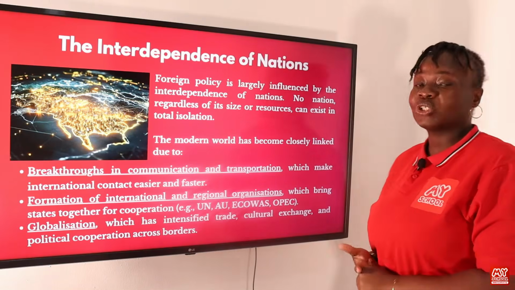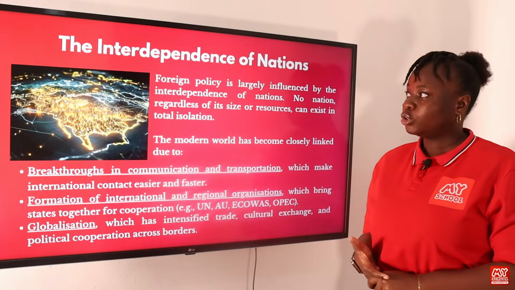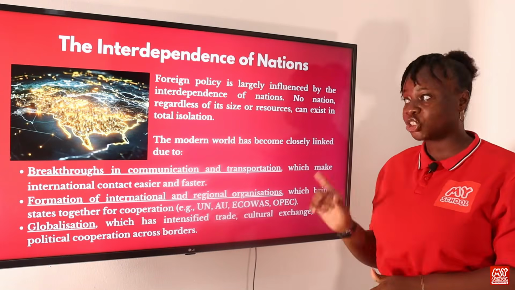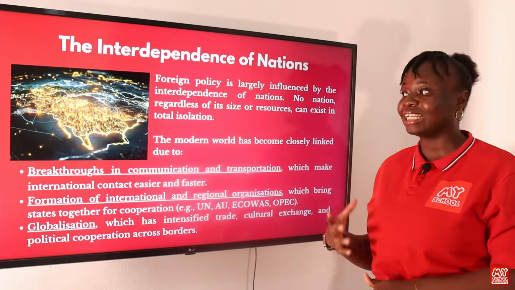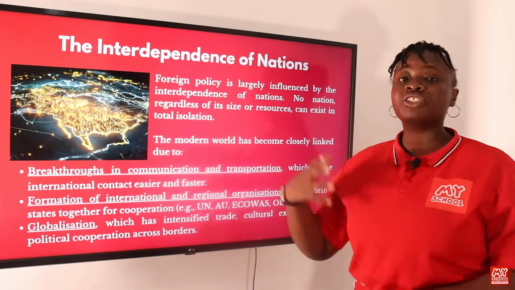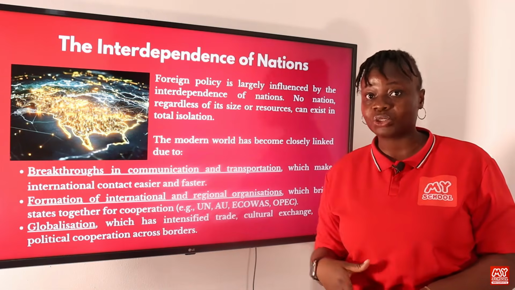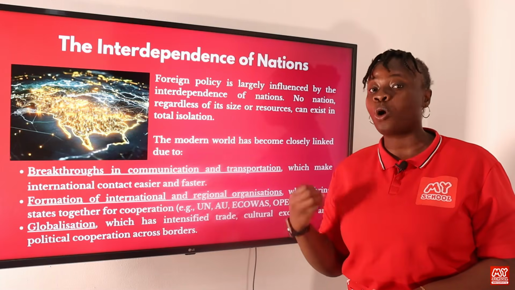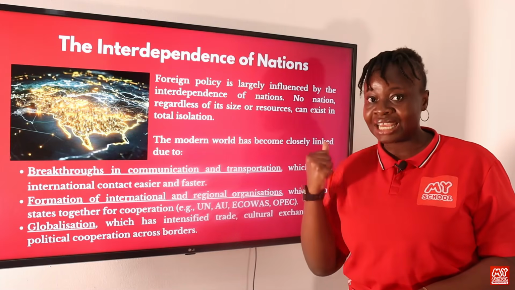All right, we're also going to discuss the interdependence of nations. Foreign policy is largely influenced by the interdependence of nations. No nation, regardless of its size or resources, can exist in total isolation. Even the greatest nations of the world have to interact with other countries of the world in order to ensure that their political, economic, and cultural stability is ensured.